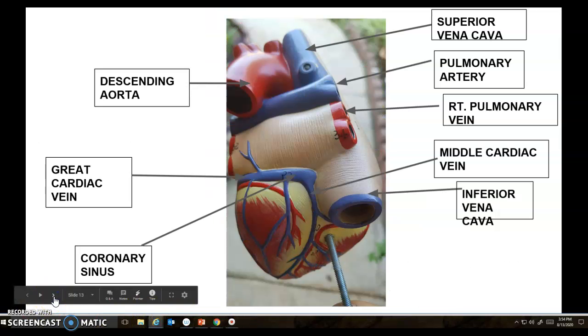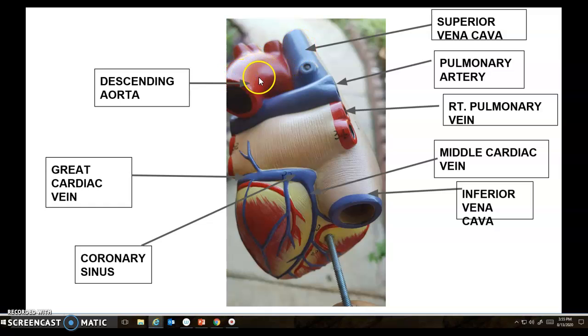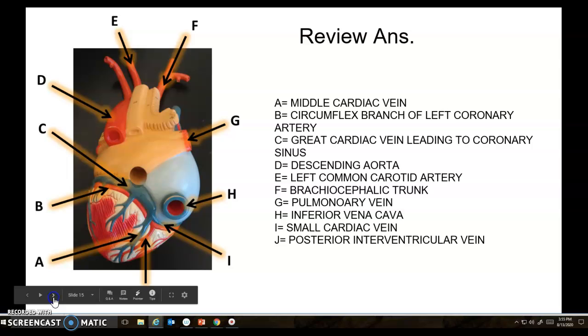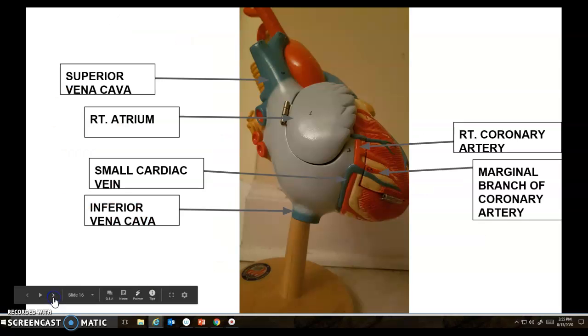All right, here's another model, same thing with the back picture of the heart. All right, so here is the inferior vena cava, pulmonary vein. This is the pulmonary artery, as you can see. Here's the superior vena cava. You can see it in this picture. This is the descending aorta, as well as the great cardiac vein, which is opening up into the what? My favorite, coronary sinus. All right. Again, these are review questions that you should be able to answer by now. And here are the review answers.